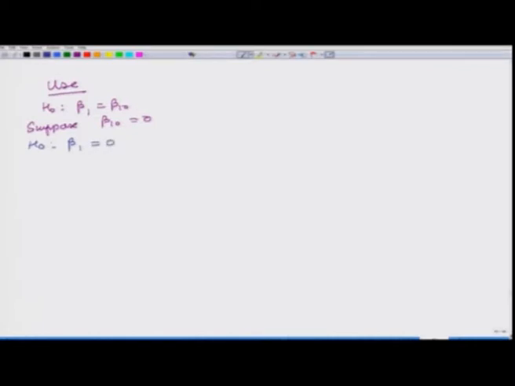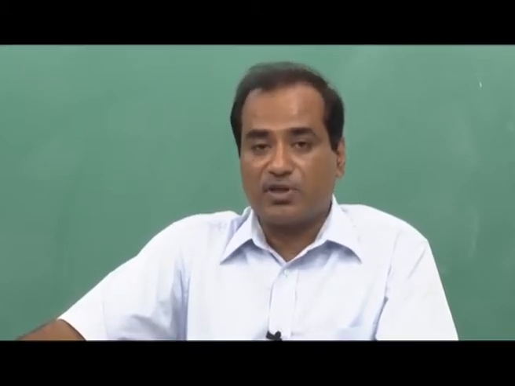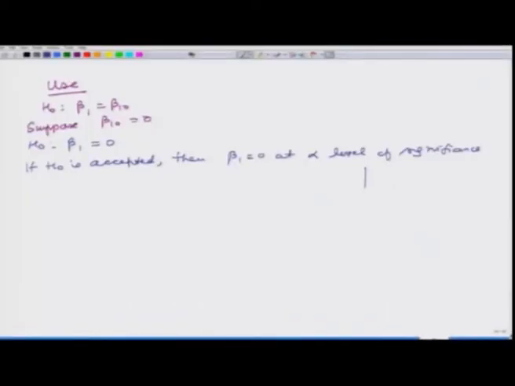Now, there are two options, either our H naught is accepted or not. So, in case H naught is accepted, then we say that beta 1 is equal to 0 at alpha level of significance on the basis of given sample of data, right. Now, what is the interpretation of this? We had learned earlier that beta 1 is the slope of the line. So, when I am saying that H naught: beta 1 equal to 0 is accepted, that means the slope of the fitted line is 0.